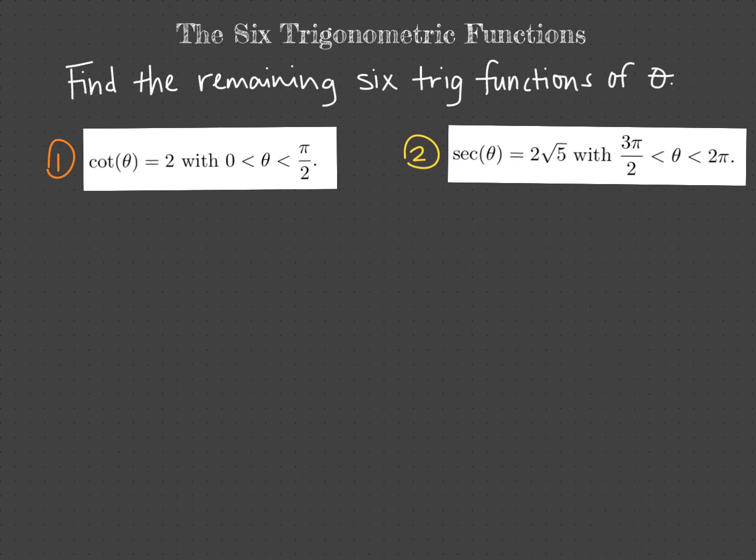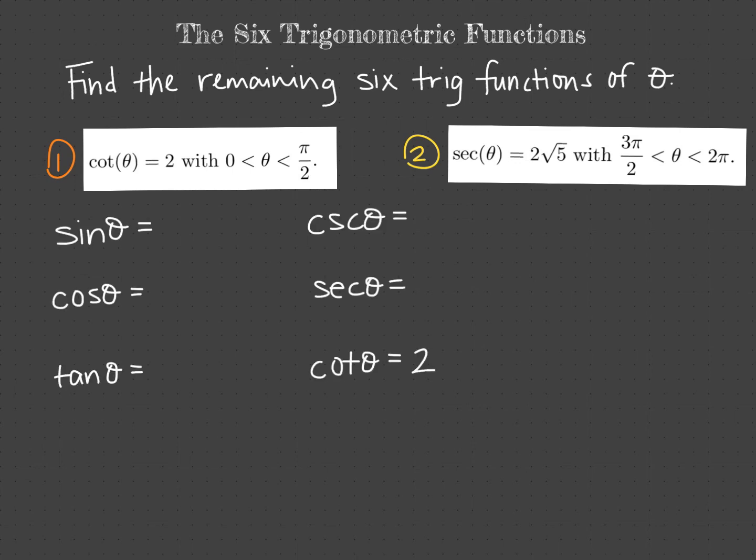In these problems, we're given one of our six trig functions for a specific angle theta, as well as the quadrant that theta is in, or its terminal side is in. We then want to find the remaining trig functions, so we want to find the other 5. So let's write them all out so we can see what we need to find. I've written out the 6 trig functions as well as the one that we know.